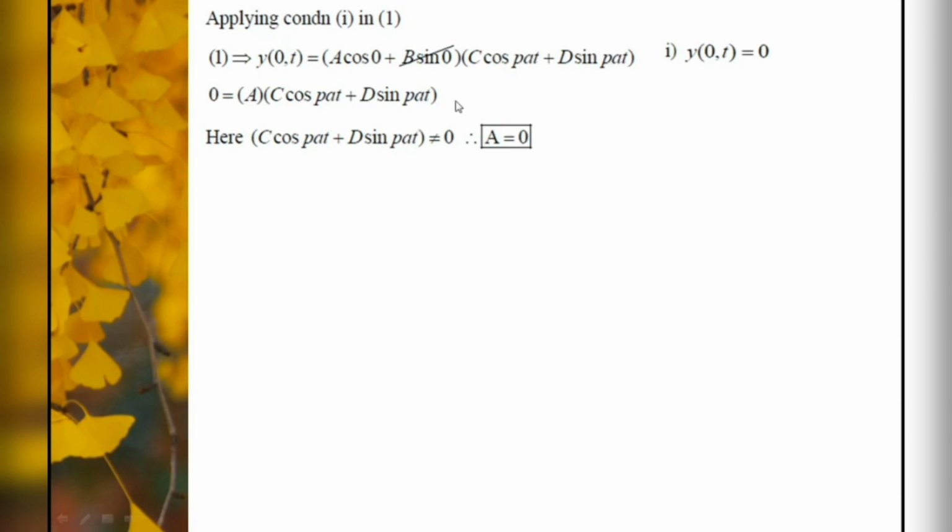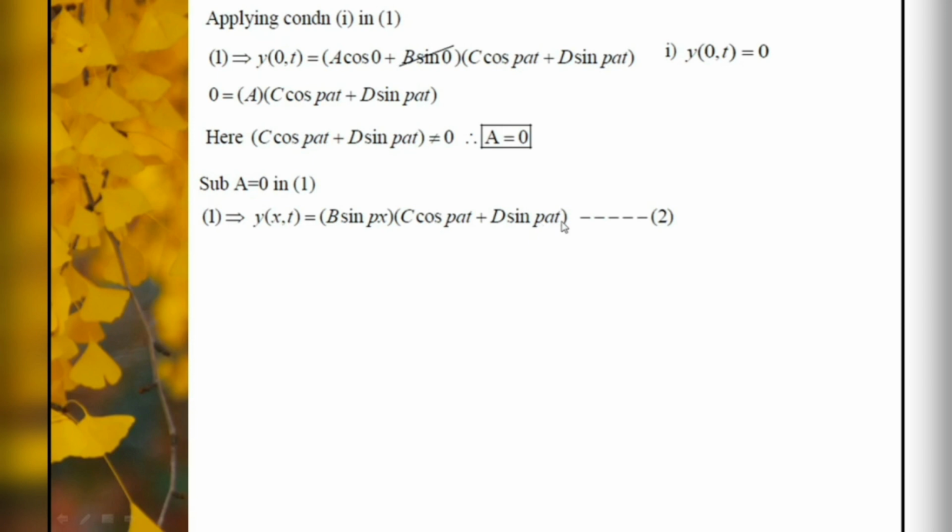We know that t takes values greater than 0. Therefore this cannot be equal to 0, and the only possibility is a equal to 0. Now we substitute a equal to 0 in the general solution. That is our equation number 1. Since a is 0, the solution becomes y of x comma t equal to b sin px into (c cos pat plus d sin pat).